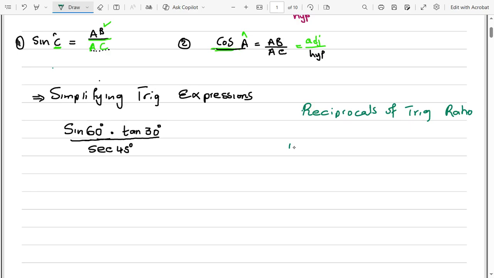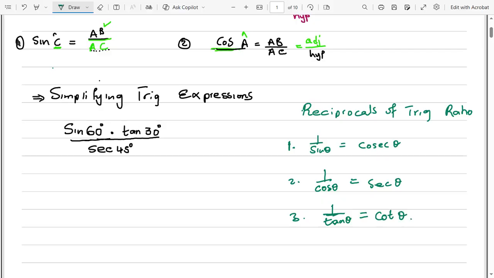Okay, so the first one is 1 over the sine of theta. Where you see 1 over sine theta, we can sub in the cosec theta. You understand? And then the second one is 1 over the cos of theta. Where we see 1 over the cos theta, we can put the sec theta. And number 3, where you see 1 over the tan theta, we can sub in the cot theta. Yeah. Okay.